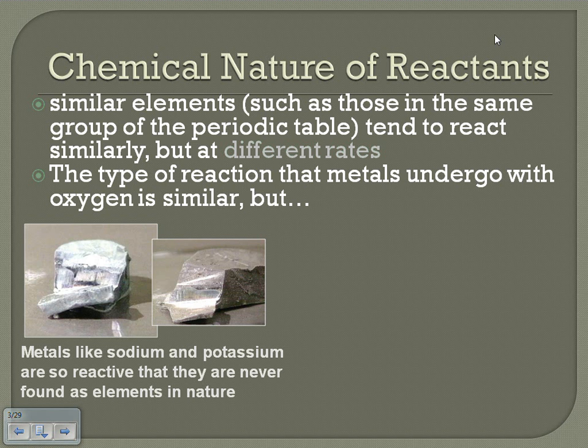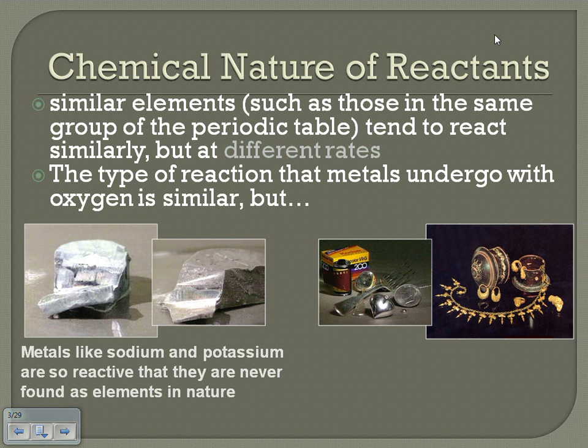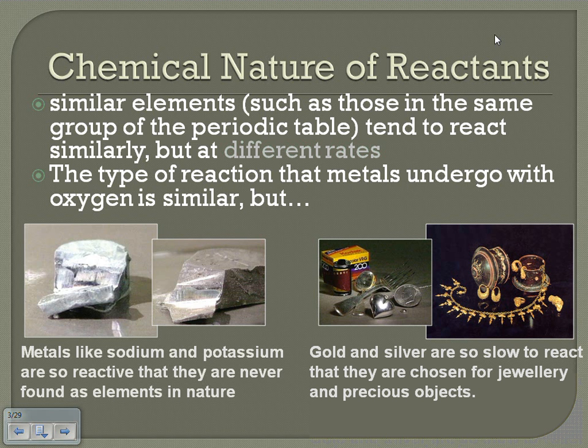We have to chemically make them because basically they will just react and form a compound if they exist like that in nature. But then there are other metals, such as gold and silver, that are very, very slow to react, or that are just very stable on their own. And that's why we use metals like this for things like jewelry and precious objects, because they don't tend to react with water or oxygen or anything like that.